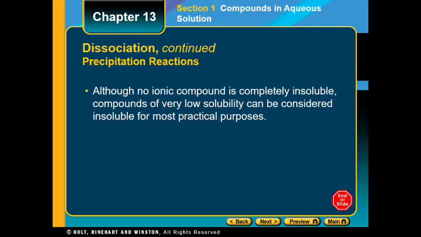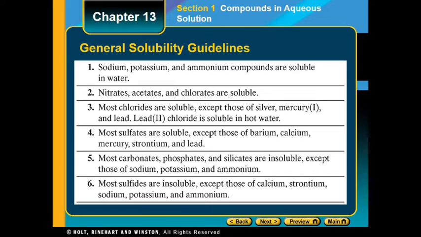Although no ionic compound is completely insoluble, meaning it will not dissolve or break apart, compounds of very low solubility can be considered insoluble for most practical purposes. And so how do you know if something is soluble or insoluble? We do have a chart that goes with that.